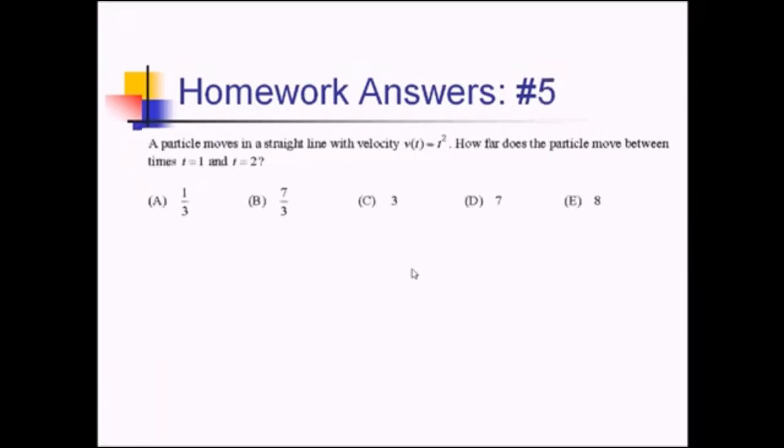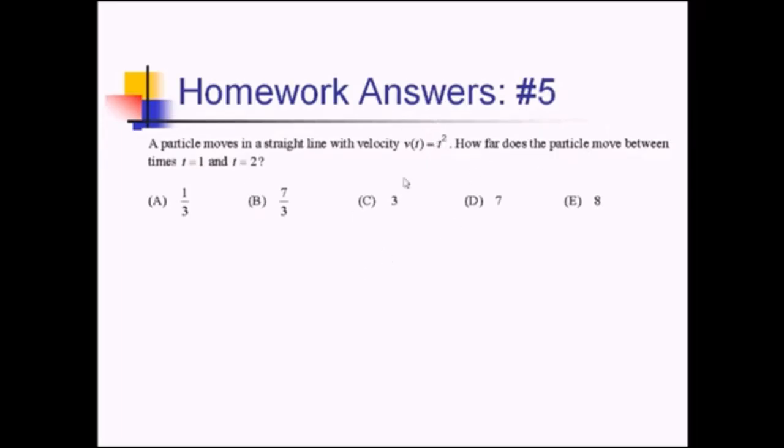For this problem, we have a particle going in a straight line with a velocity of t squared. We want to know how far this thing moves between times 1 and 2. Okay, well, the first question is, does it change direction at all on this interval? In which case, how far it moves versus how much the position changed might be different answers.